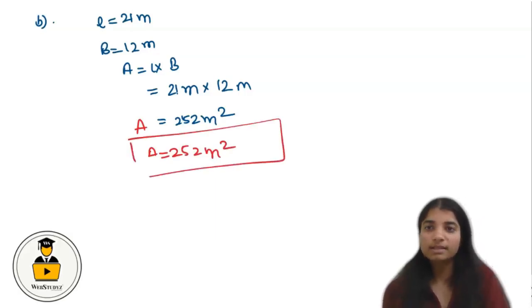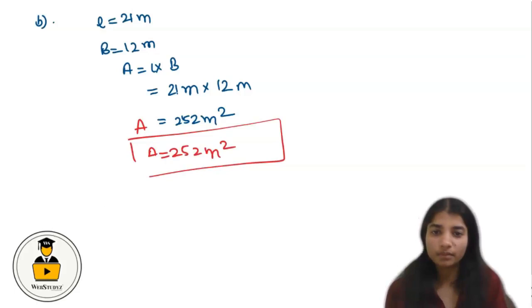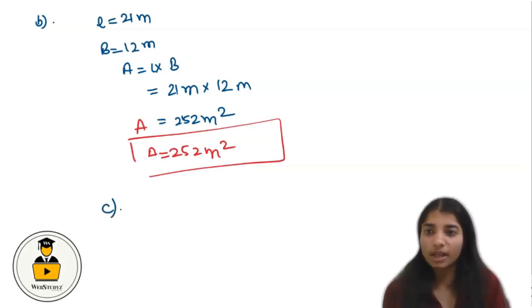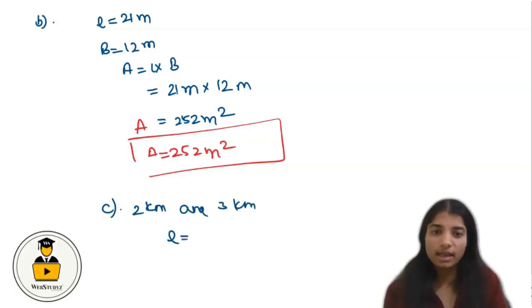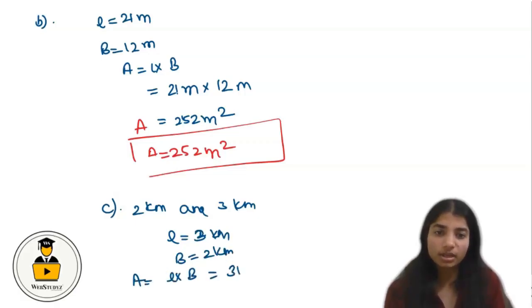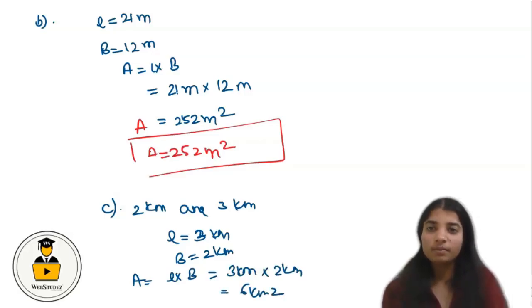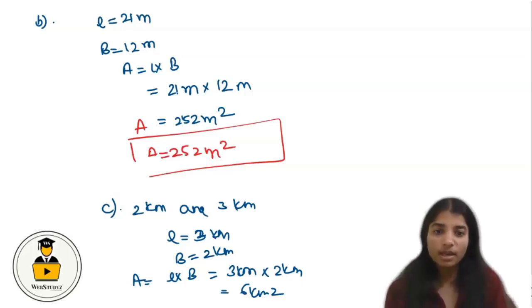Now let's move to the part C. In the part C, we have to find out the area of rectangle whose dimensions are given, which is 2 kilometer and 3 kilometer. So let's say length is equal to 3 kilometer and the breadth is equal to 2 kilometer. So the area is equal to the length multiplied by the breadth, that is equal to 3 kilometer multiplied by the 2 kilometer, that from here become equal to 6 kilometer square. So we can say that the area to this part is equal to 6 kilometer square.